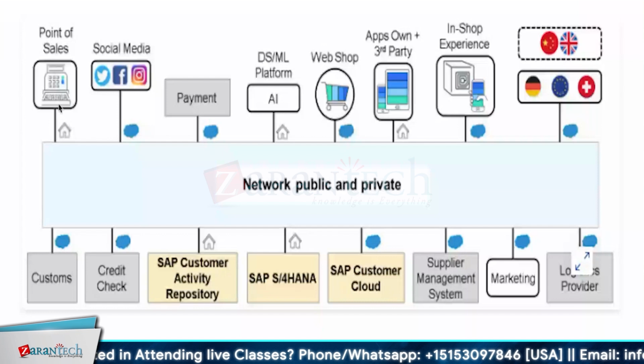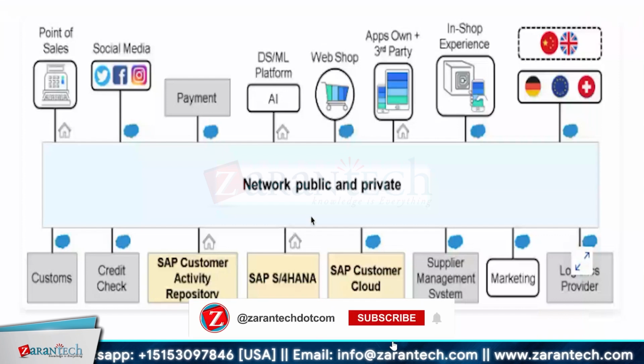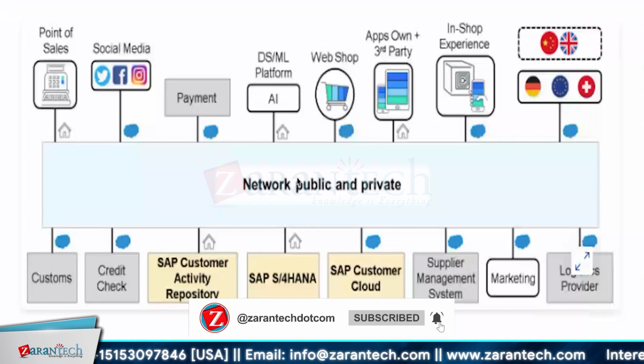We have point of sales here, we have social media payments. There are many things there. From the downstream, you have customs, your credit checks, SAP S/4HANA, unstructured marketing, a lot of things. So these are all coupled in your network, private and public clouds, right?